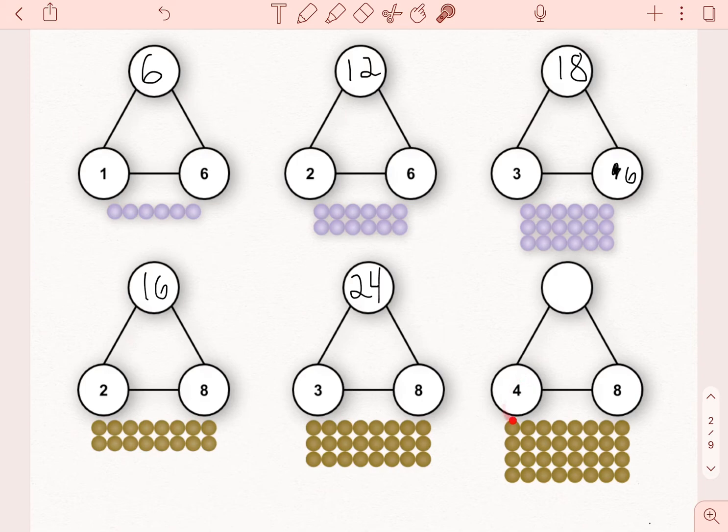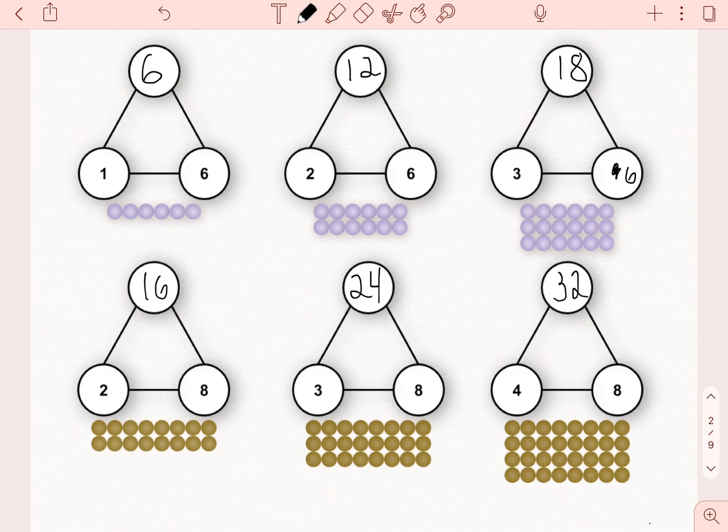We're looking for a multiple of 4 and 8. Again, we're just counting by 8s. We have how many 8s? We have 4 8s. That is going to equal 32.